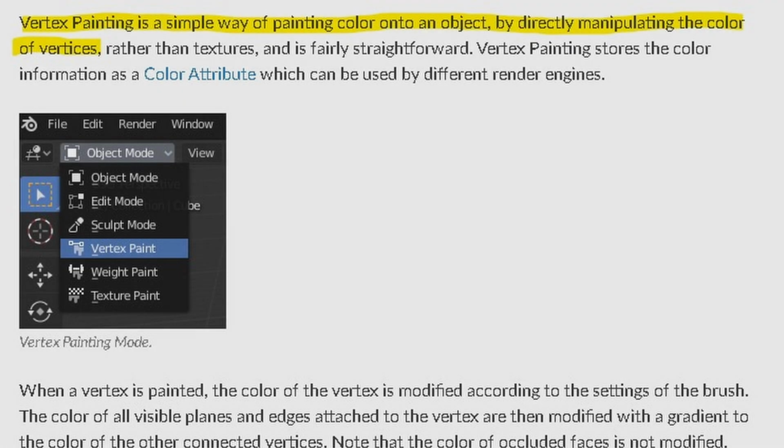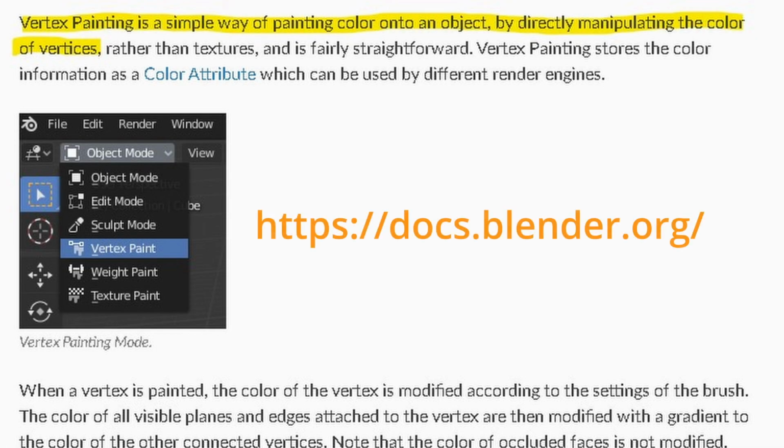Okay, so what is Vertex painting? According to blender.org, Vertex painting is a simple way of painting color onto an object by directly manipulating the color of vertices rather than textures. Vertex painting stores the color information as a color attribute, which can be used by different render engines. So basically, you're just telling the vertex what color it is and it's storing that information.